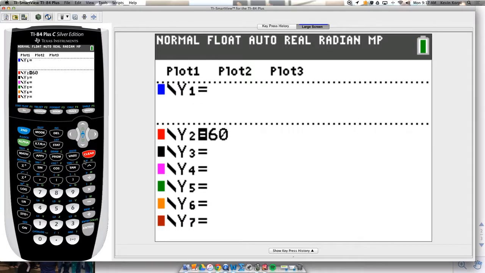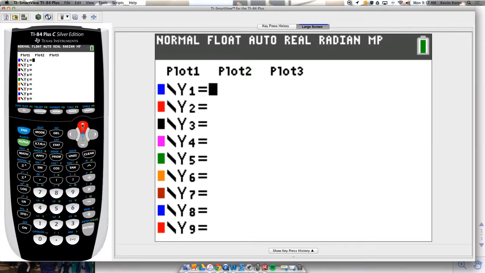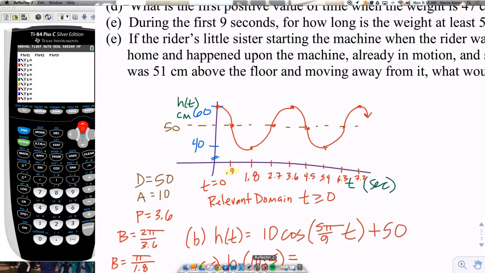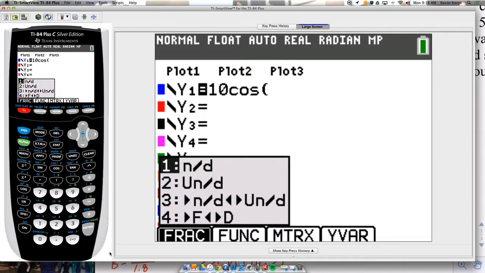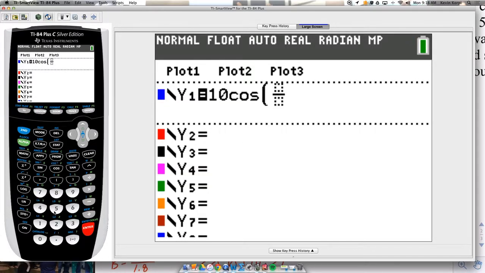And here's probably the most important thing. You've spent all your time so far getting your graph in a beautiful window on your paper or iPad. Graph your equation in your calculator in the same window, and you should see the same graph. If you don't, something's wrong. So let's type in our equation, which was 10 cosine. The parenthesis is automatically open. If you use alpha y equals, that gives you n over d, which is a nice way to type in 5 pi ninths. Then off to the side, x, of course, instead of t, close parentheses, plus 50.